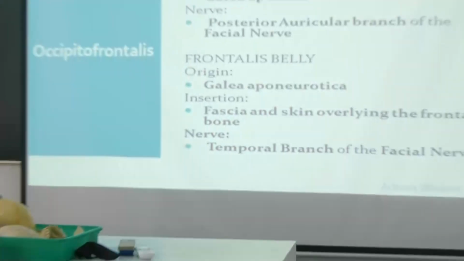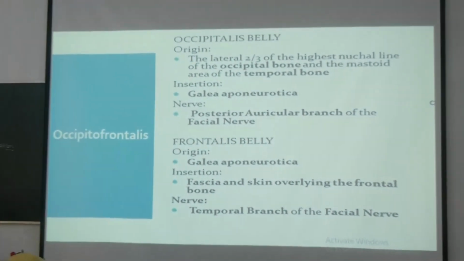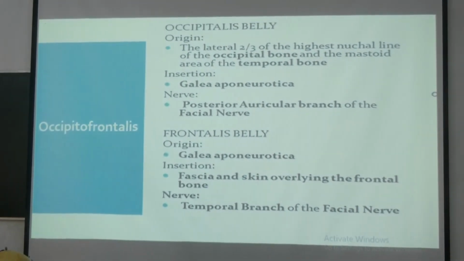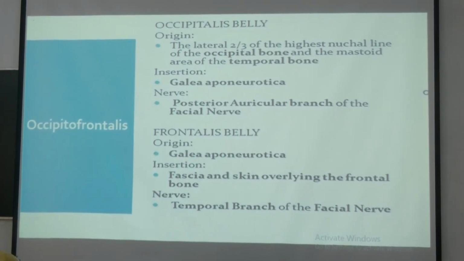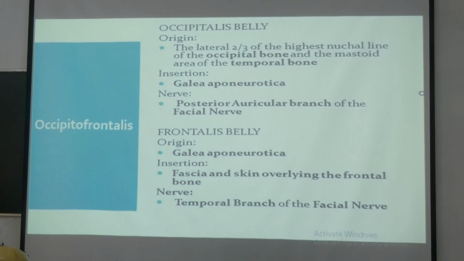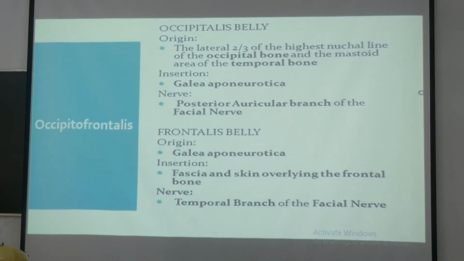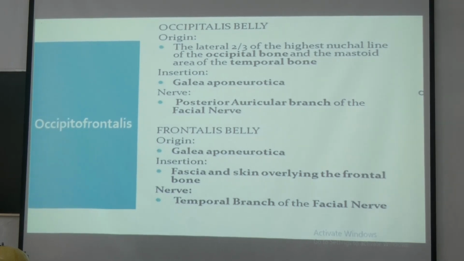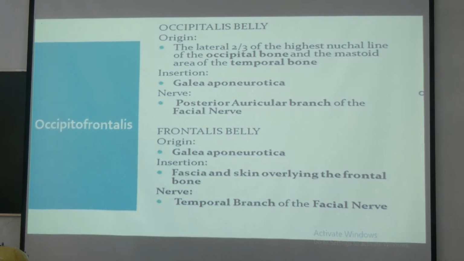So now write it down. This can come in a long question or in a short note: occipitofrontalis. Some muscles you have to study in detail. It has two bellies, one is the occipital belly, another is the frontal belly. Where will the occipital belly originate? Lateral 2/3 of highest nuchal line.